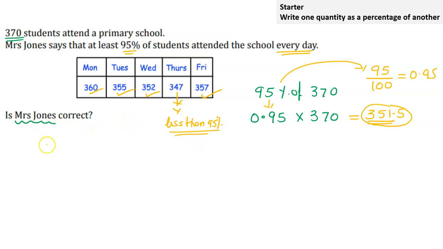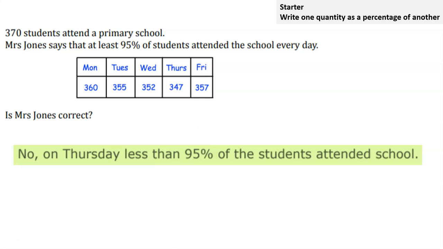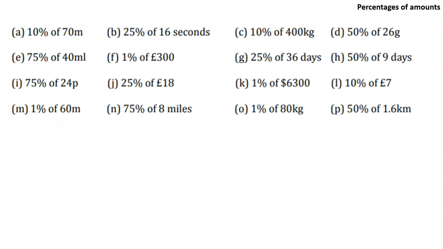So is Mrs. Jones correct? The answer will be no. On Thursday, less than 95% of students attended school, so Mrs. Jones is not correct. Let's go for another question.